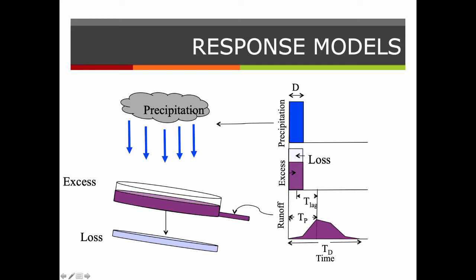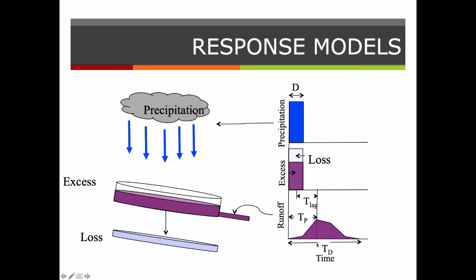There's a time characteristic called the time to peak, T_P, and it's the distance in time from the beginning of rainfall to the peak discharge. And there's something called the time lag or the basin lag, T_lag, which is the distance in time from the centroid of the input pulse, or D over 2 if you will, to the peak discharge. So T_lag and T_P are not the same thing, although they're certainly related to each other through D and through being the same watershed.